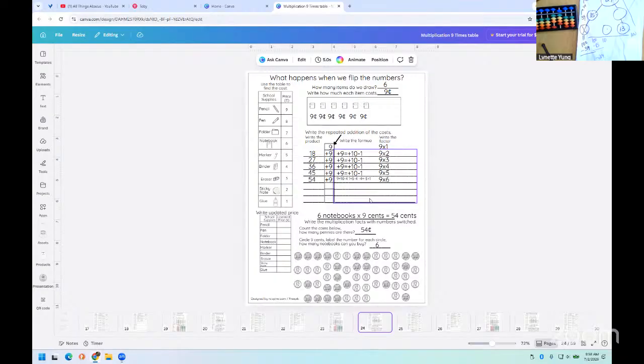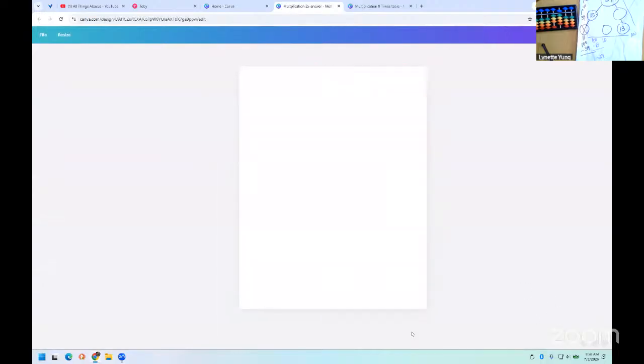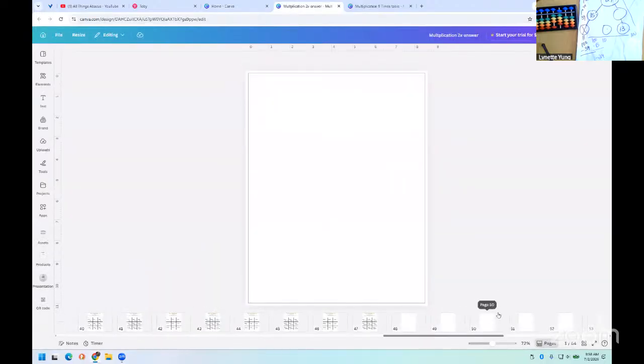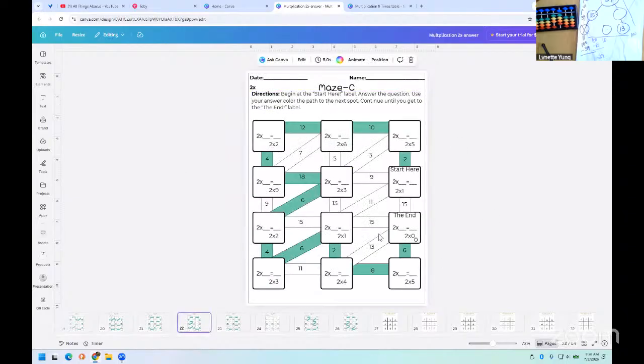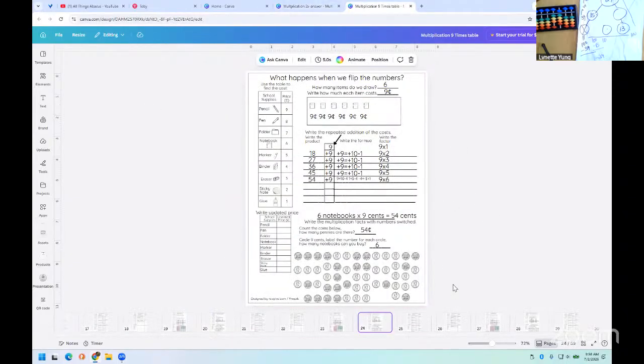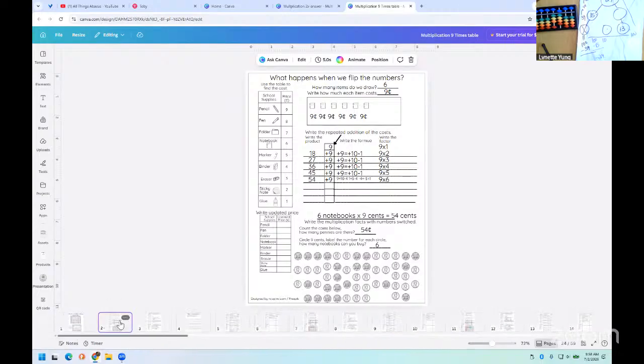Now my next step is after I put in my mazes, the mazes that I showed you with the 2 times table, like these ones. Once I finish with the mazes, then it'll be enough for me to say, here you go. I haven't figured out if I was going to put the mazes in between or put it all at the end. I haven't figured that part out yet.